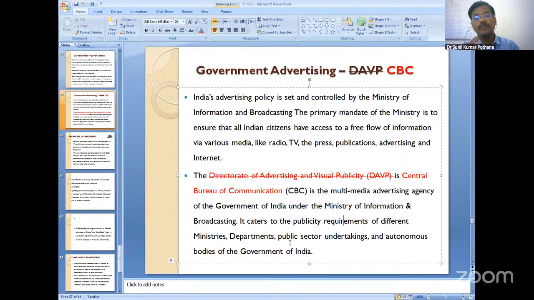So here is one point you have to remember, because this is a new development. The Central Bureau of Communication, one new establishment, merged with some other divisions of earlier, which are under the control of the Ministry of Information and Broadcasting.